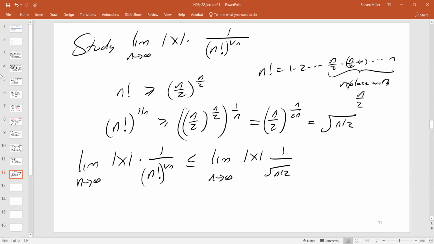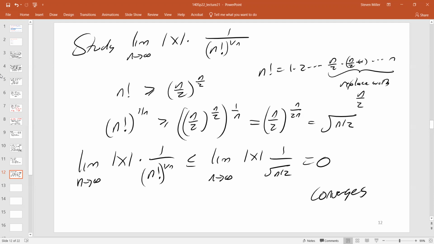And what does that limit equal? As n goes to infinity for fixed x, what is the absolute value of x over the square root of n halves going to go to? x is fixed, n is going to infinity. What will this go to? This will go to 0. And so it converges. So this is another way to show convergence.